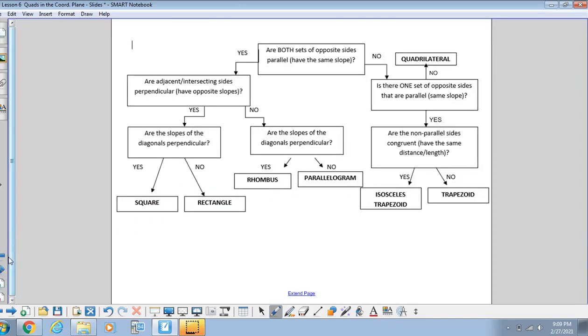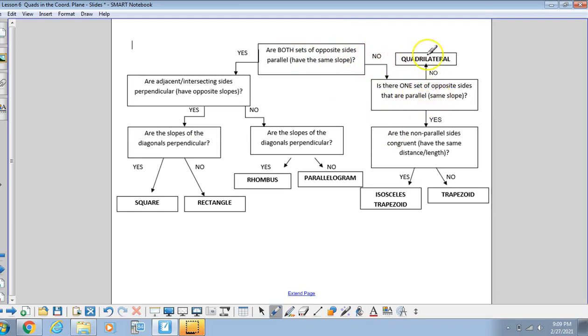Okay, now this looks like it's complicated, but it's really not. We'll start off by looking at, are both sets of opposite sides parallel? That means they have the same slope. I'm going to go over here to the right side first, just because there's less. We're going to explore the left side in a moment. If they do not have both sets of opposite sides parallel, we check for one set of parallel sides.